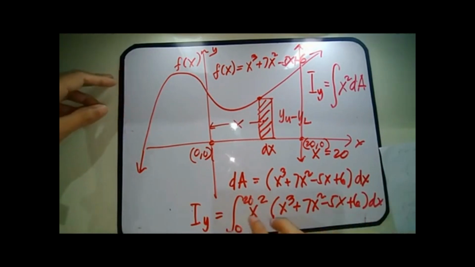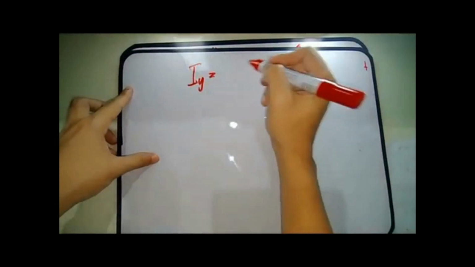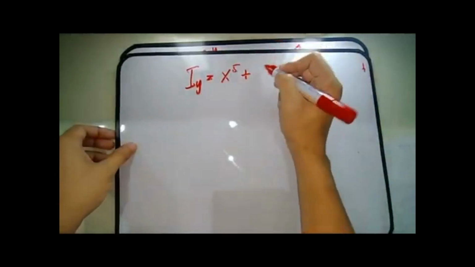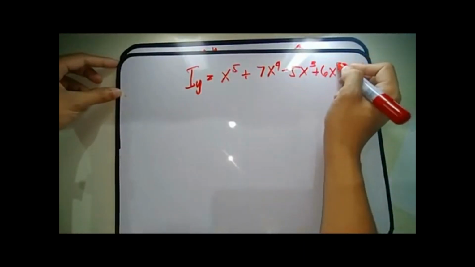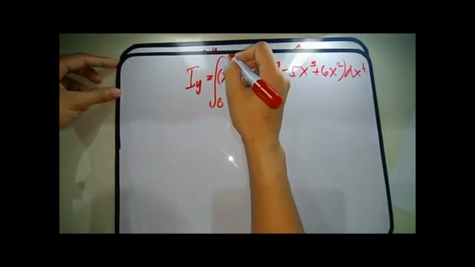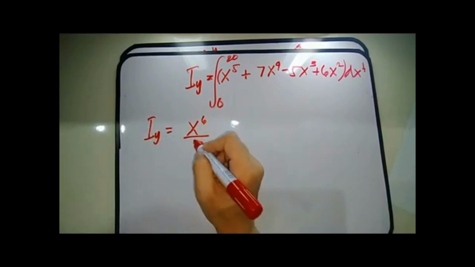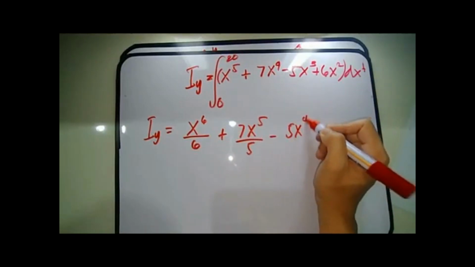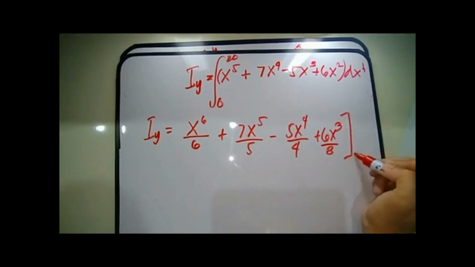Then, simplify, integrate, substitute the limit. So, here, Iy will become, substitute natin, simplify natin, x raised to 5 plus 7x raised to 4 minus 5x cubed plus 6x squared, differential of x. So, this will become the integral from 0 to 20. So, Iy is equal to x raised to 6 all over 6 plus 7x raised to 5 all over 5 minus 5x raised to 4 all over 4 plus 6x cubed all over 3. That is from 0 to 20.